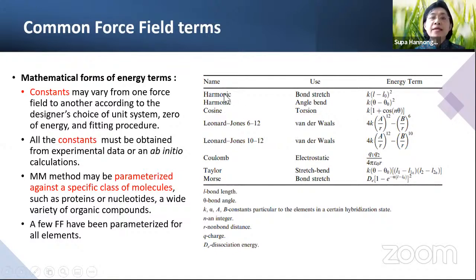And in this table, you can see that the harmonic represents the bond stretching and angle bending, and the cosine represents the torsion. The energy term is like here, as you have already seen. And the Lennard-Jones 6-12 represents van der Waals. Sorry, and also Lennard-Jones 10-12 represents van der Waals and hydrogen bonding.